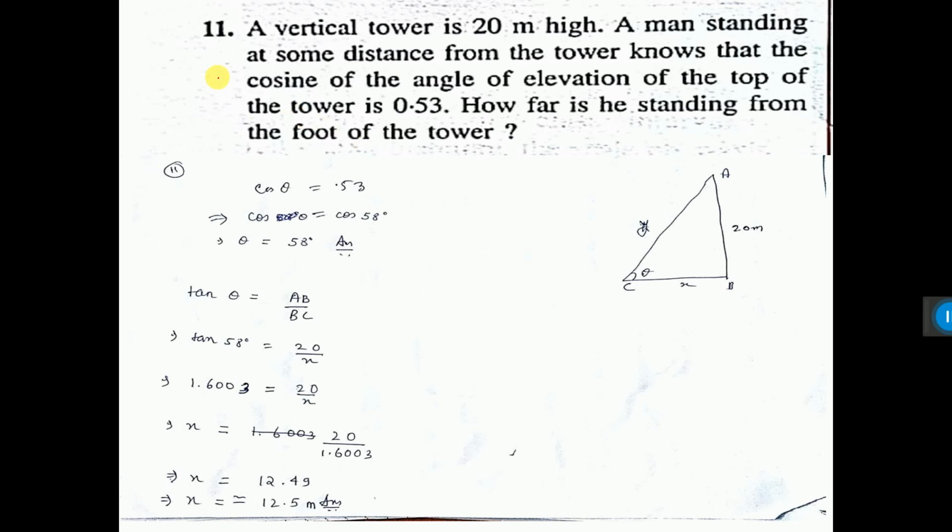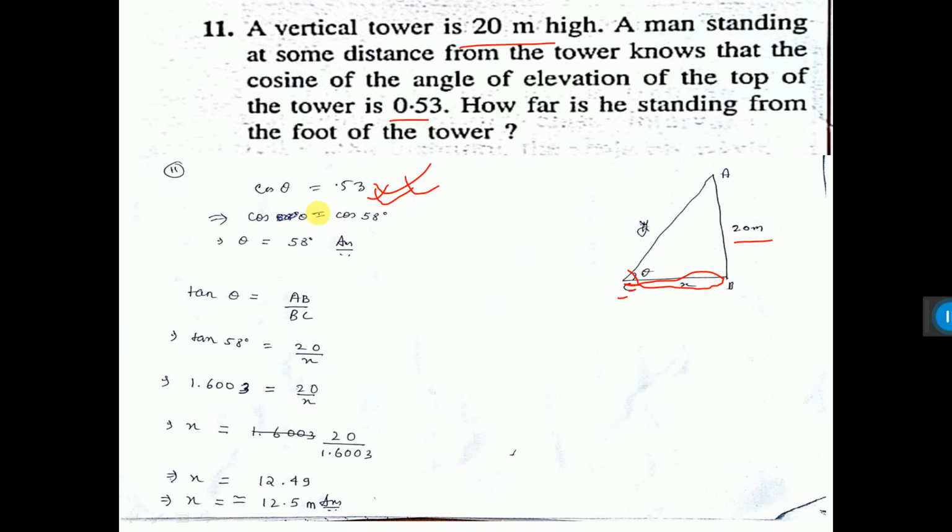Next question. A vertical tower is 20 meter high. So this is 20, I have written. A man standing at some distance from the tower knows that the cosine of the angle of elevation of the top of the tower is 0.53. So this angle if you consider, then cos theta equals 0.53. Not 53, 0.53. How far is he standing from the foot of the tower? That means we have to calculate this length, x. I consider x. So we have to take cos here because the cos value is given.